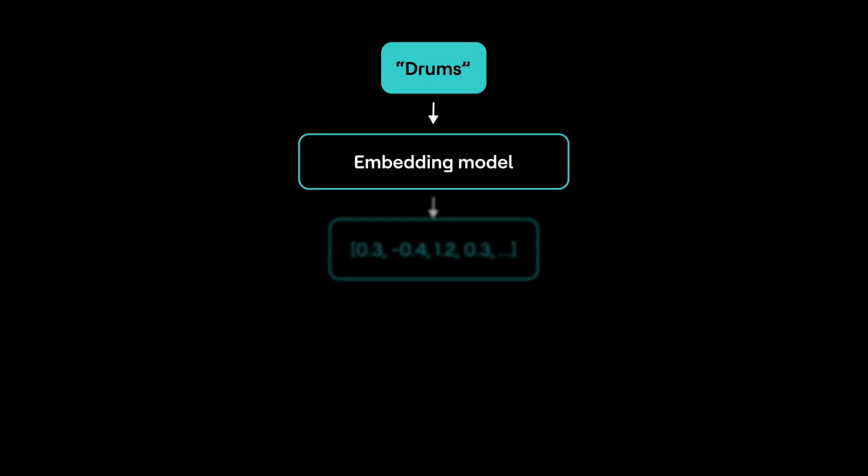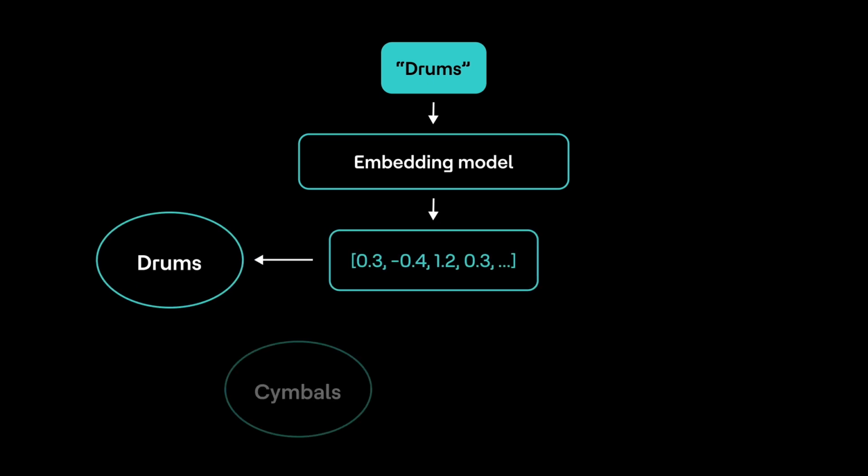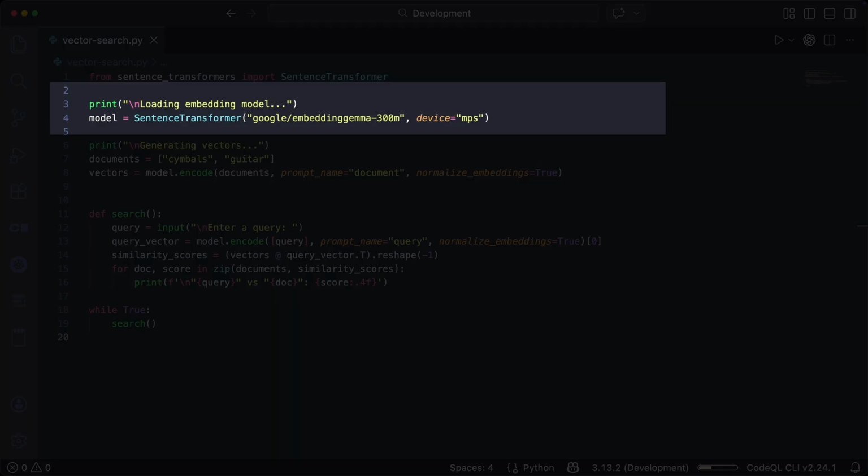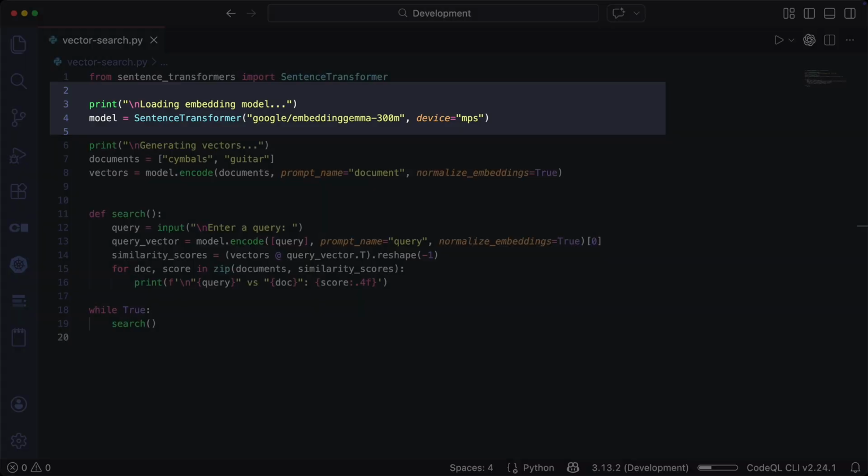Vector search works by first encoding the user's full query into a vector, then comparing it against stored vectors using a similarity or distance function to find the closest matches. To make things more concrete, let's look at some code that shows how vector search works at the most basic level. Here I'm using Google's EmbeddingGemma model, a great performing model that's easy to run locally.